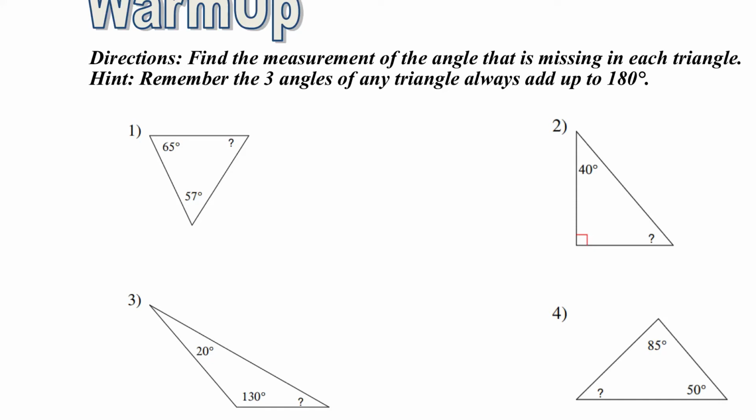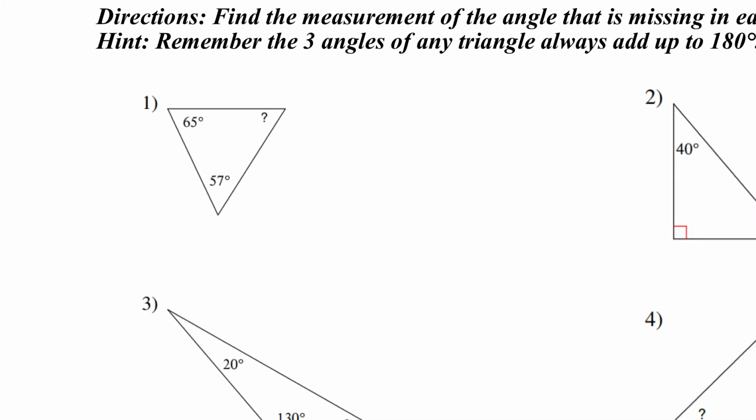So, but this part right here ties back to stuff that we've already done this year. So in a triangle, what do the three angles always add up to? 180. They always add up to 180, right? So I know that this angle, and this angle I'm looking for add up to 180. So how can I find this missing angle?